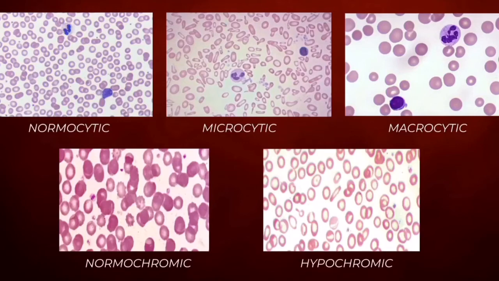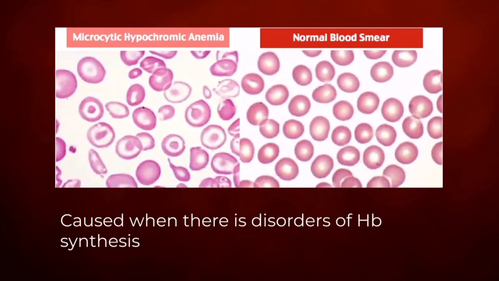So here it is hypochromic anemia, the color is pale, and also there are lots of spaces which show the absence of RBCs. So there are two important anemias based on this classification. Microcytic hypochromic anemia is the first one. It is caused when there are disorders of hemoglobin synthesis. Microcytic means the size is less, and hypochromic means the color is also pale.